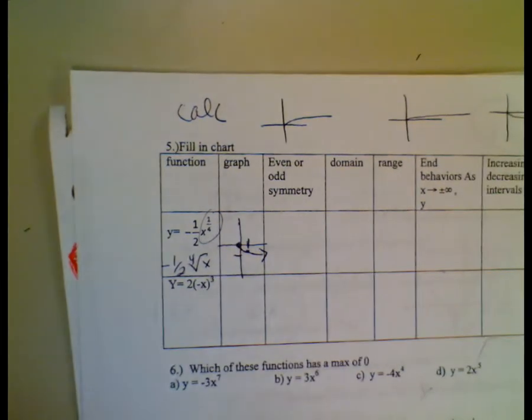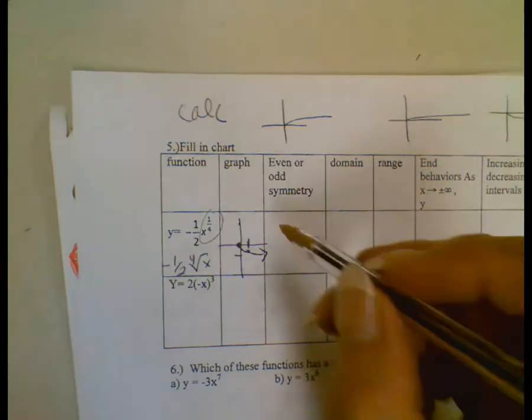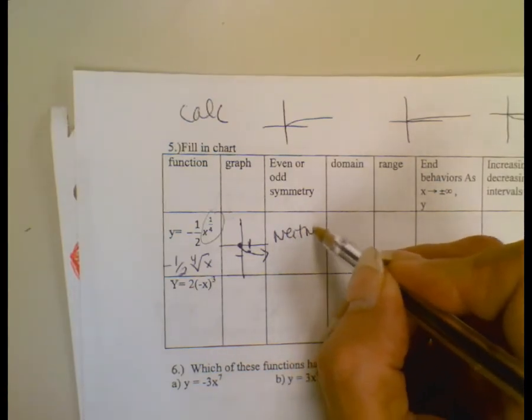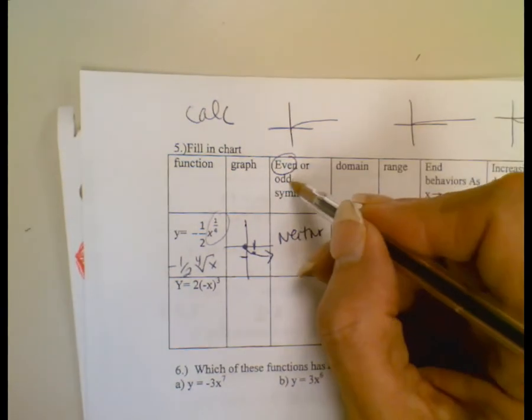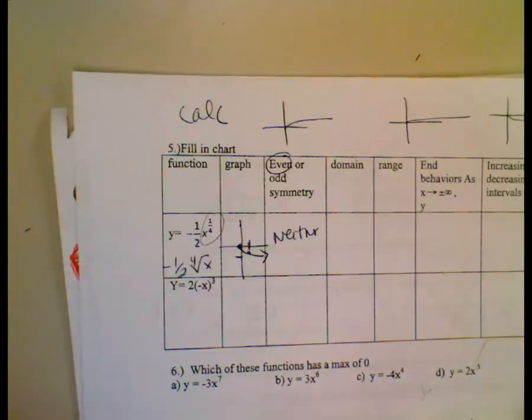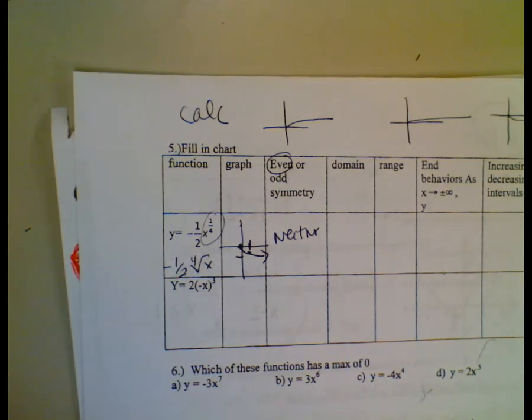Okay? Is this even or odd symmetry? It's neither. Even is symmetric to the y-axis. Odd is symmetric to the origin. This isn't symmetric to anything. It's just half of a piece of a graph.